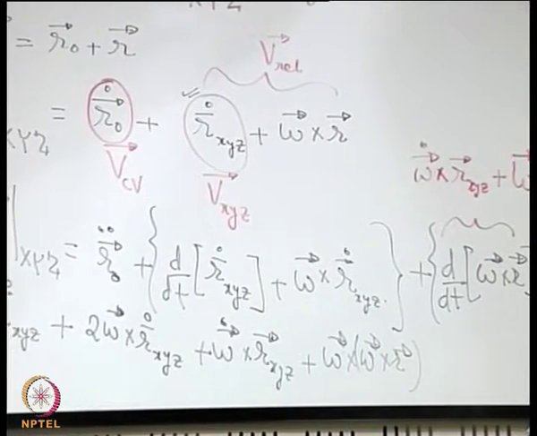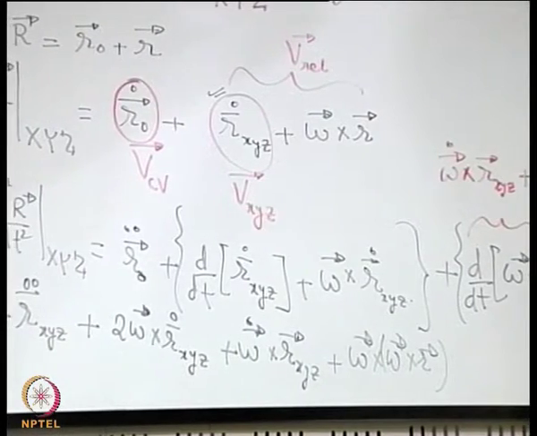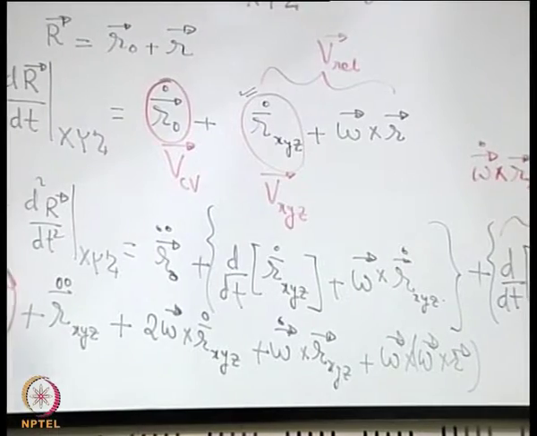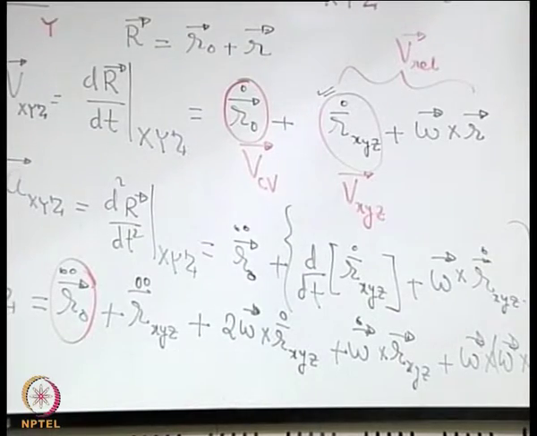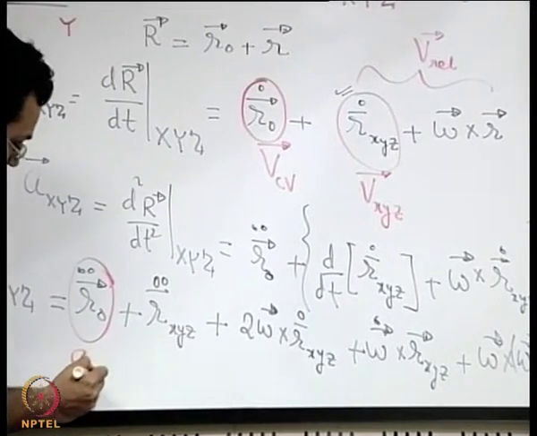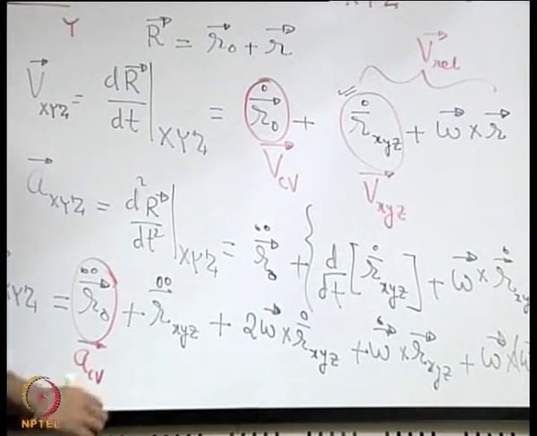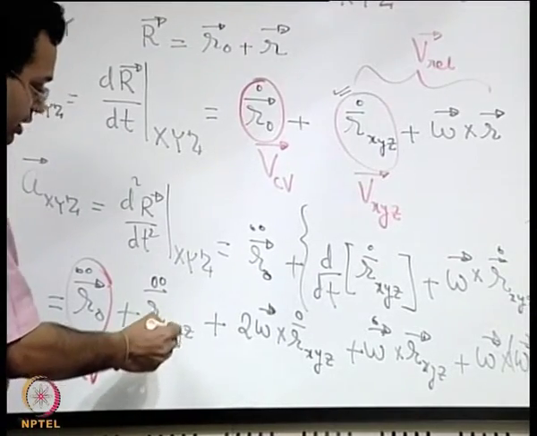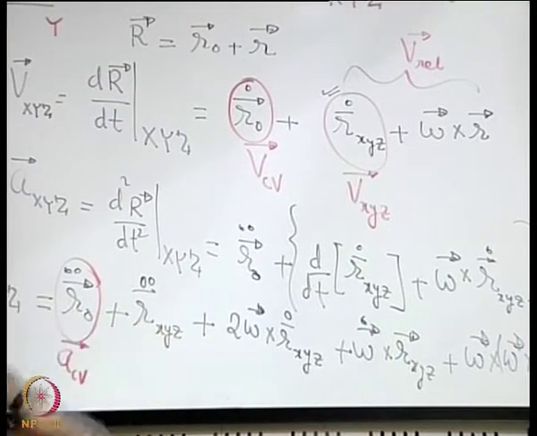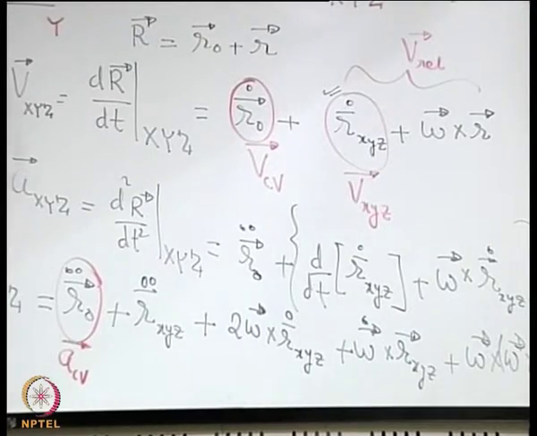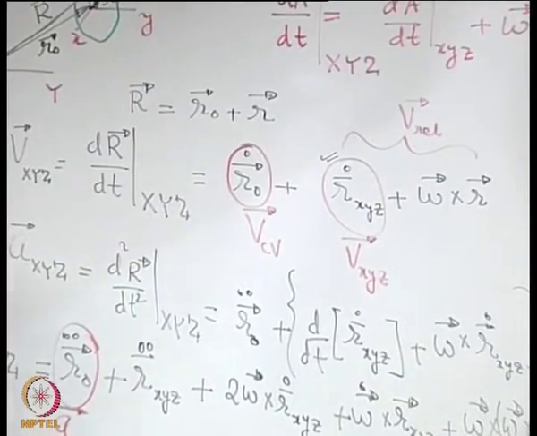So, if we just give the interpretation as we did for the velocity for the different terms, what is r naught double dot? It is the acceleration of the control volume, linear acceleration. Then what is r double dot relative to small xyz? This is the acceleration of the particle under consideration relative to the control volume.